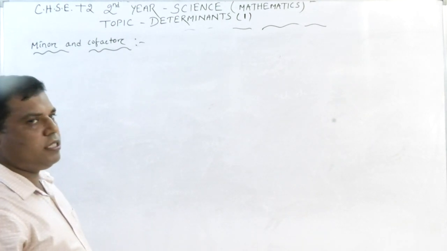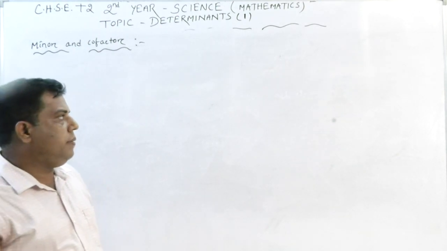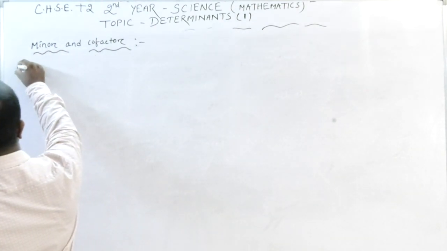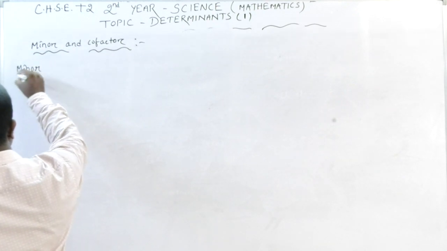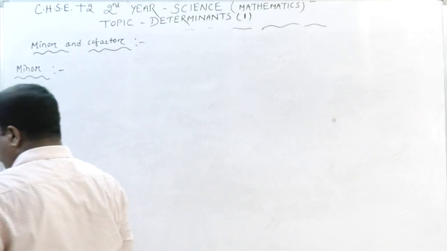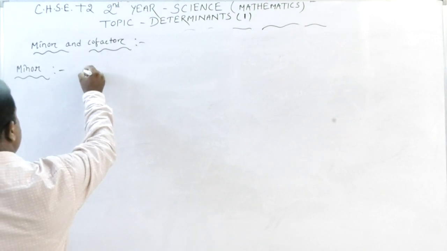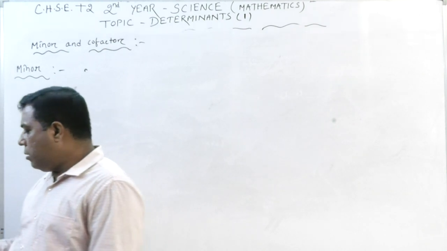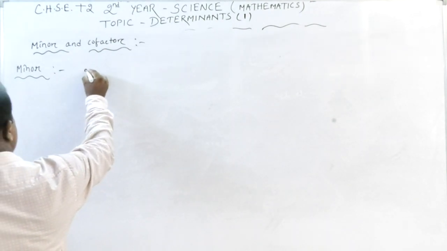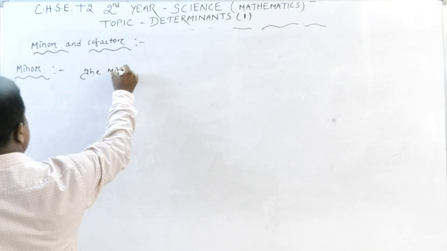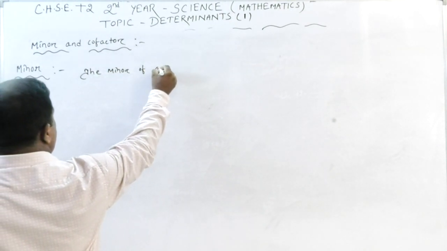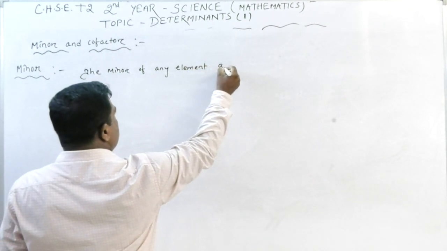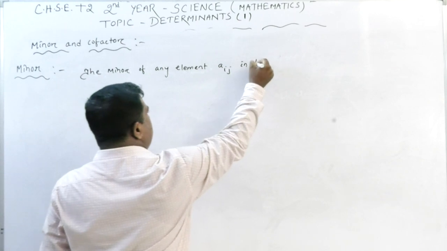So let us take a square matrix. First of all, I will tell you the concept of minor. I will show you the definition, and then we will move to some examples. The minor of any element Aij in determinant of A.